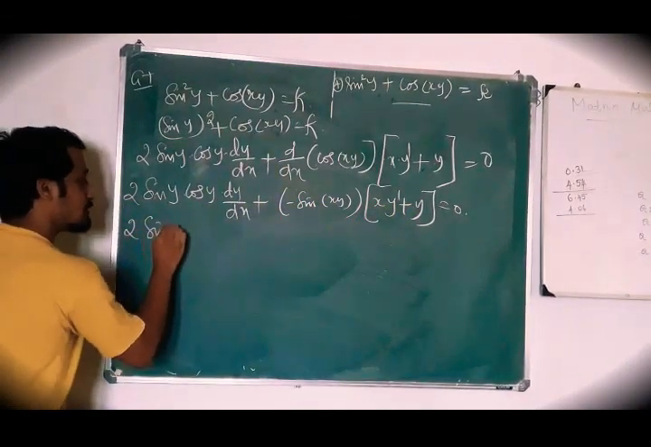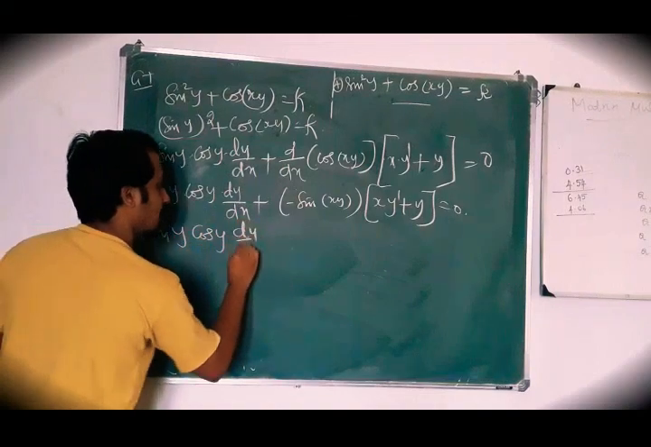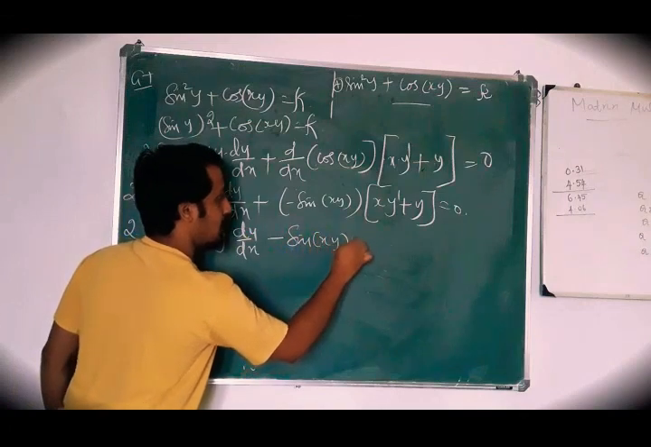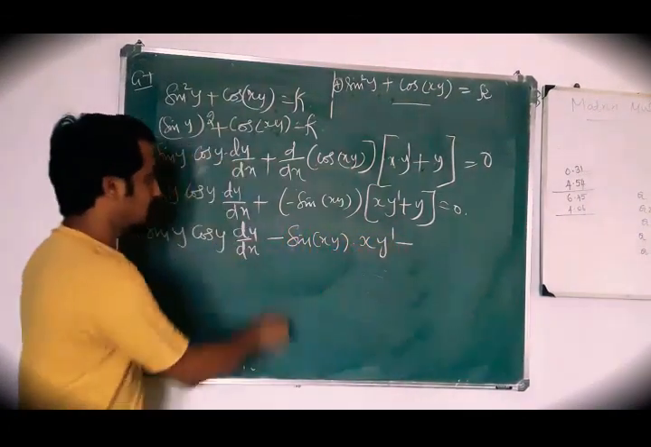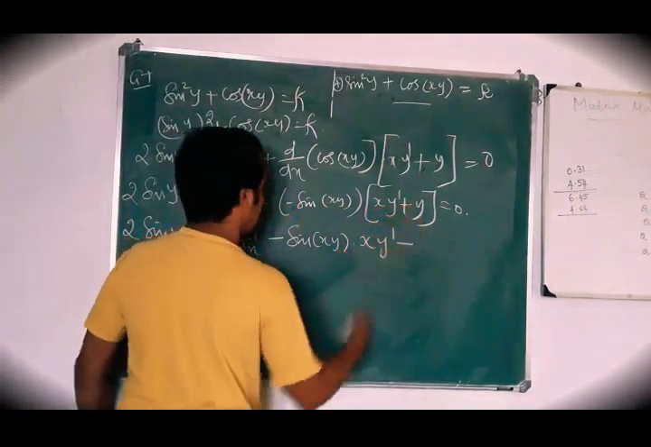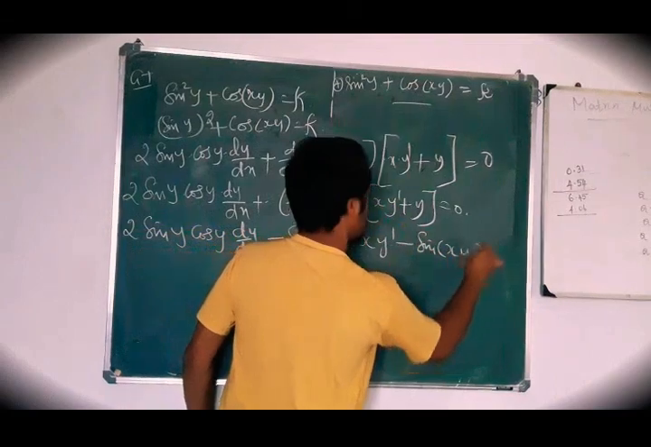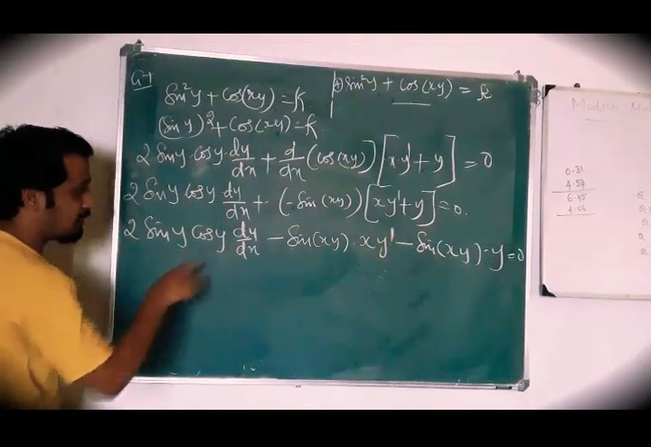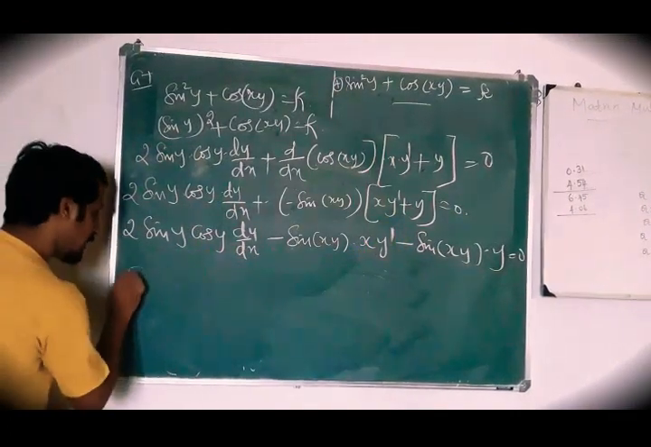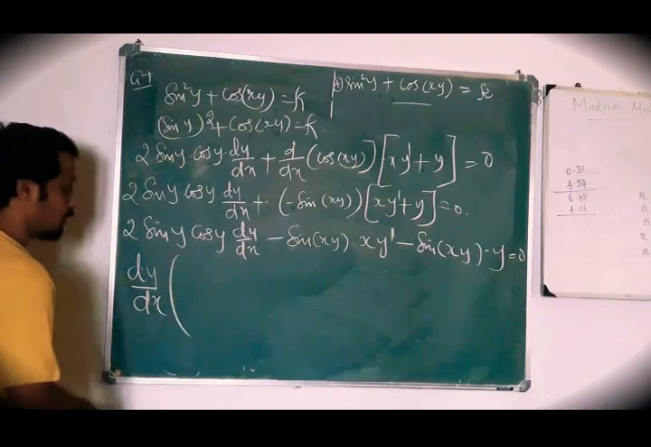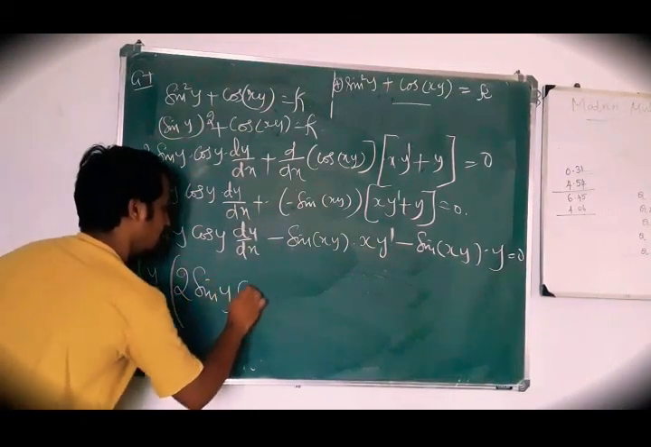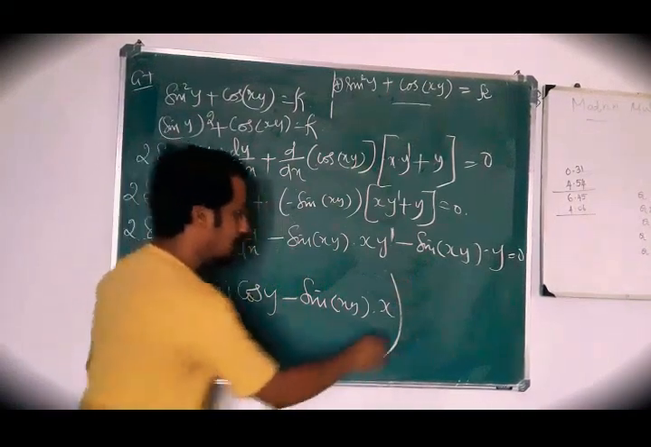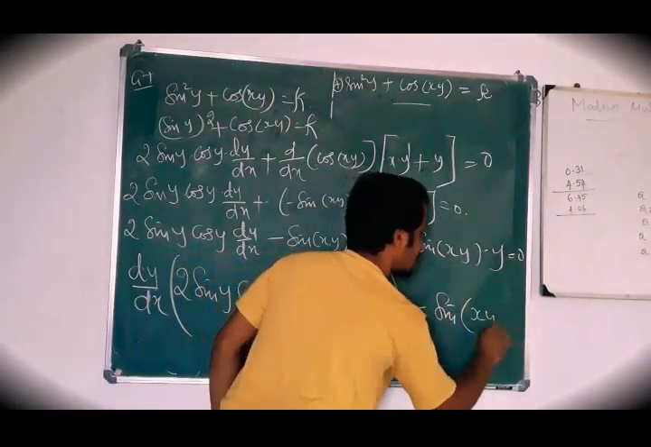So, 2 sin y cos y dy by dx plus into minus is minus sin of xy into x y dash, plus into minus is minus. Minus into plus, again minus, sin of xy into y is equal to 0. This y dash is nothing but dy by dx. So here we have dy by dx term, so I am taking dy by dx term outside. So dy by dx into 2 sin y cos y minus sin of xy into x is equal to sin of xy into y.